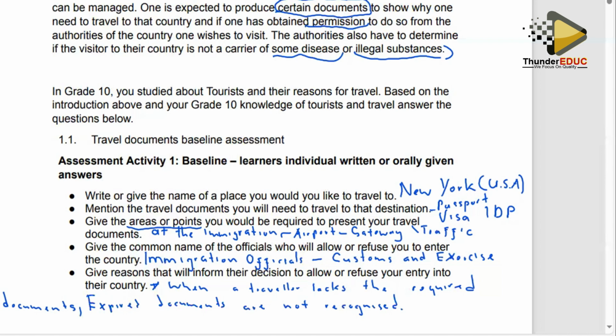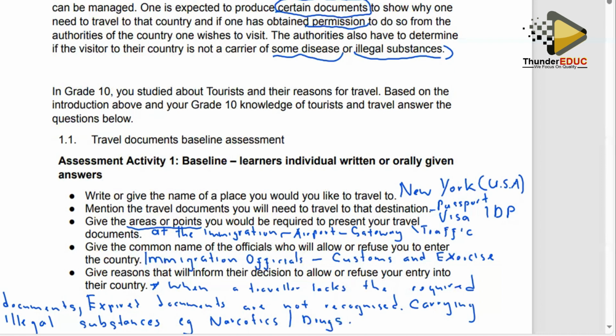In addition to that, they might refuse you entry if you are carrying illegal substances. When you are carrying illegal substances, e.g., narcotics or drugs, they might refuse you entry again.